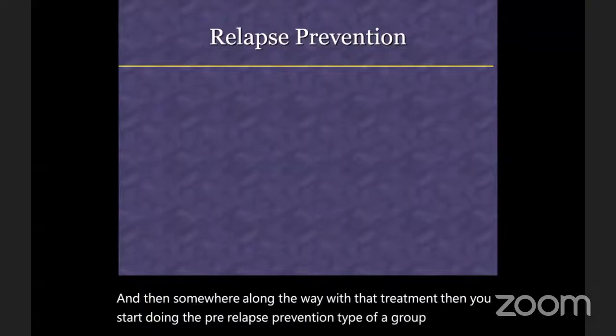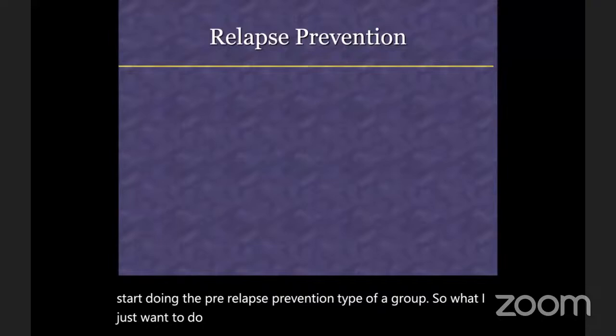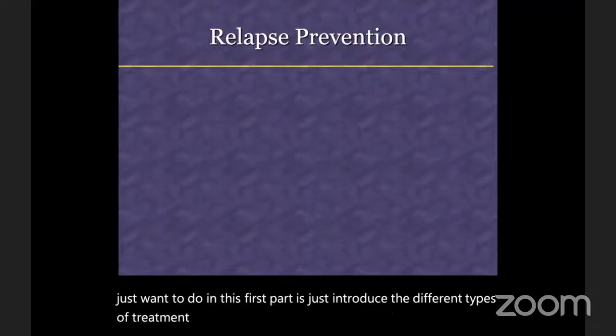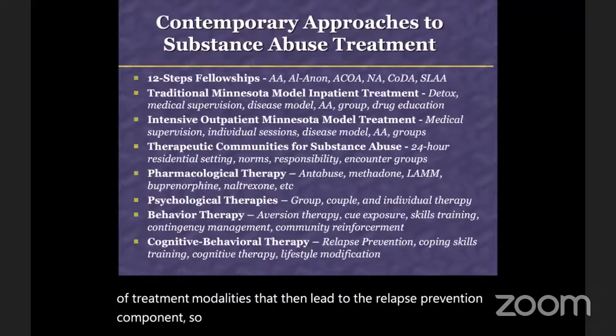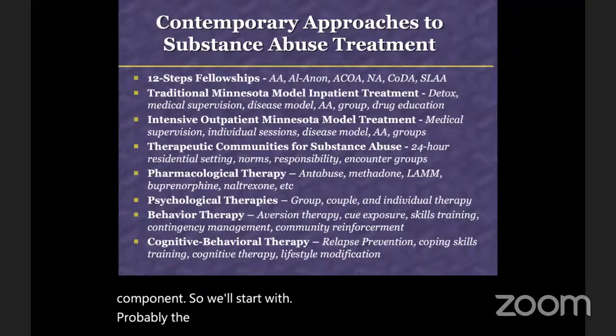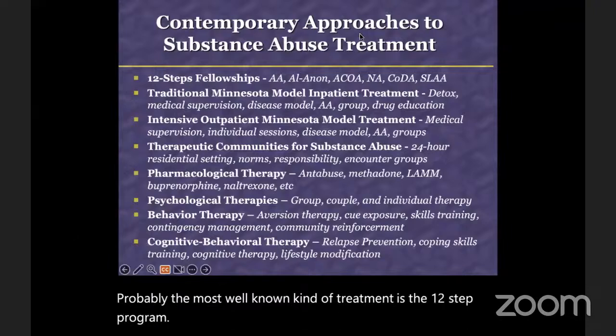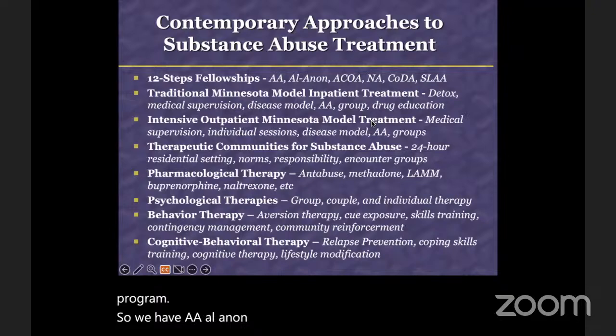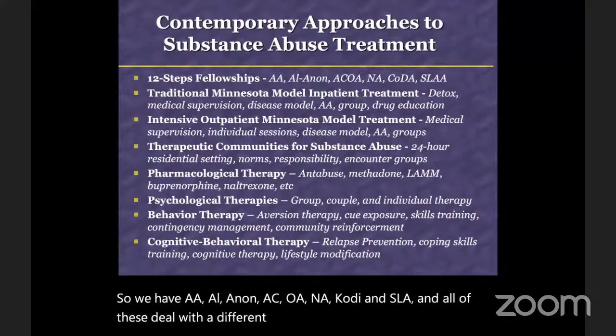So what I just want to do in this first part is introduce the different types of treatment modalities that then lead to the relapse prevention component. So we'll start with probably the most well-known kind of treatment, the 12-step program. So we have AA, Al-Anon, ACOA, NA, CODA, and SLAA, and all of these deal with a different type of substance.